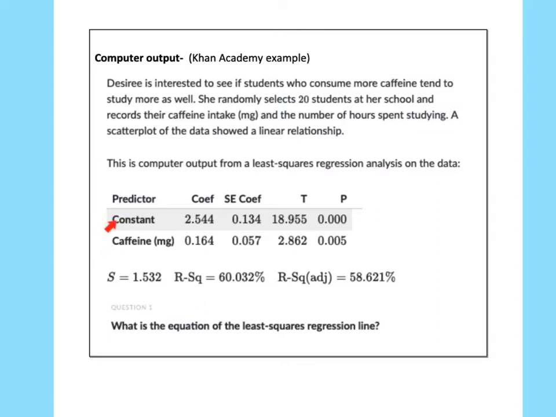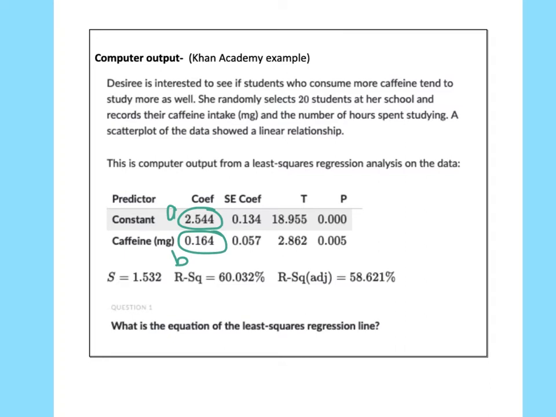This word constant and coefficient, I'm looking at the intersection here. So this is the coefficient on my constant term. Well, your constant term in your least squares regression line is your y-intercept. So the 2.544 would be my A value. And then I'm told that the coefficient on caffeine milligrams, well, this is telling me that this is my explanatory variable. And here is the B value, your slope.